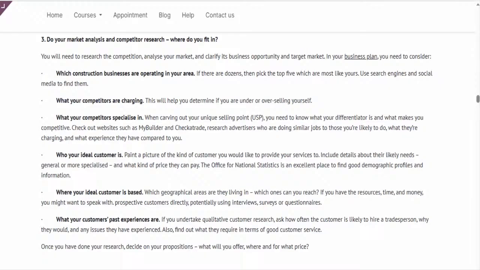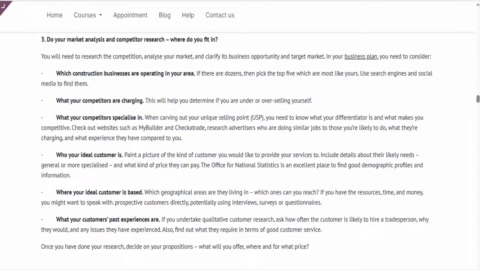Research advertisers who are doing similar jobs to those you're likely to do. What they're charging, and what experience they have compared to you. Who your ideal customer is. Paint a picture of the kind of customer you would like to provide your services to. Include details about their likely needs, general or more specialized, and what kind of price they can pay. The Office for National Statistics is an excellent place to find good demographic profiles and information.